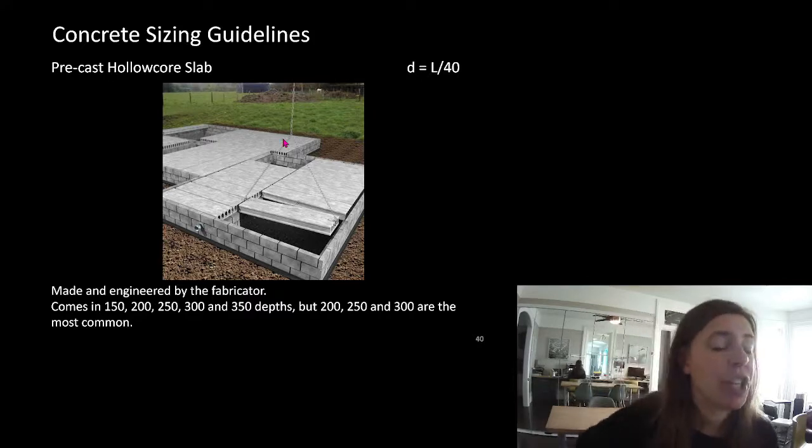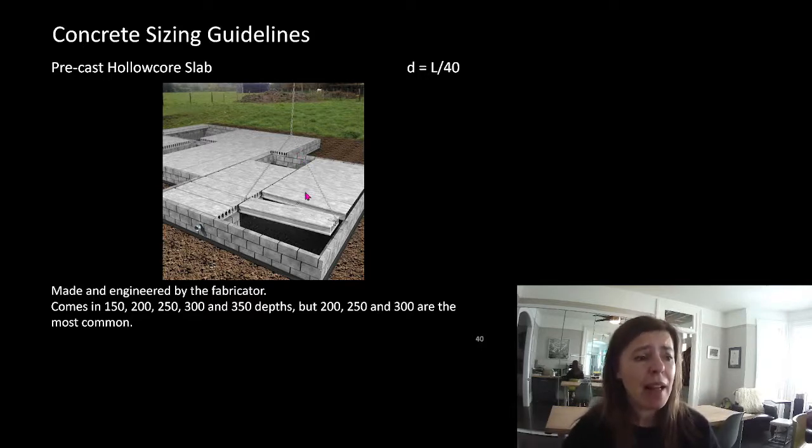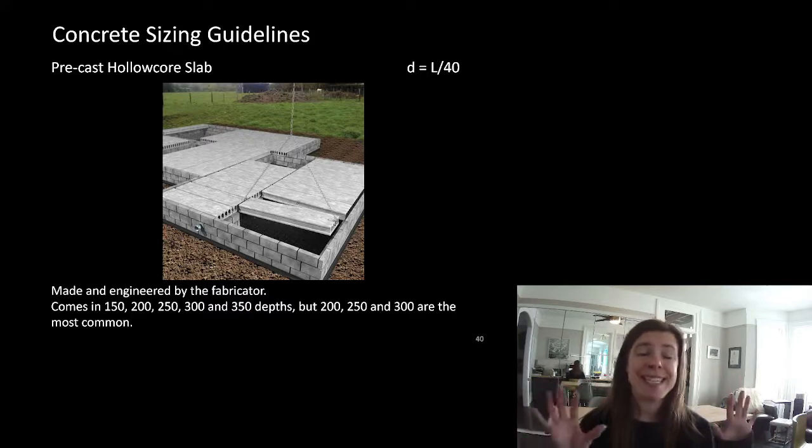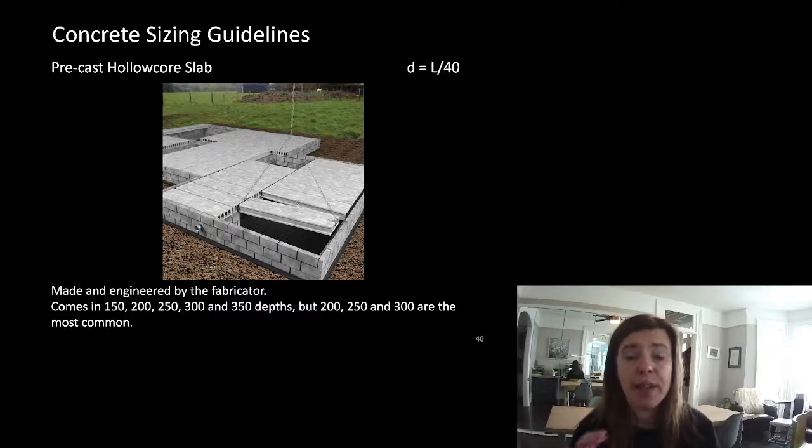So these are made and engineered by the fabricator. So it's like our I-joists and our open web steel joists. They come in standard depths of 150, 200, 250, 300, 350. Depending on the supplier, they will call these 152, 203, 254, 305, and 356, because those are the imperial kind of designations of it. There are 3 major suppliers in southern Ontario, and they all actually make them at slightly different depths. They don't all do metric or all do imperial. They literally each pick one and do them slightly differently.